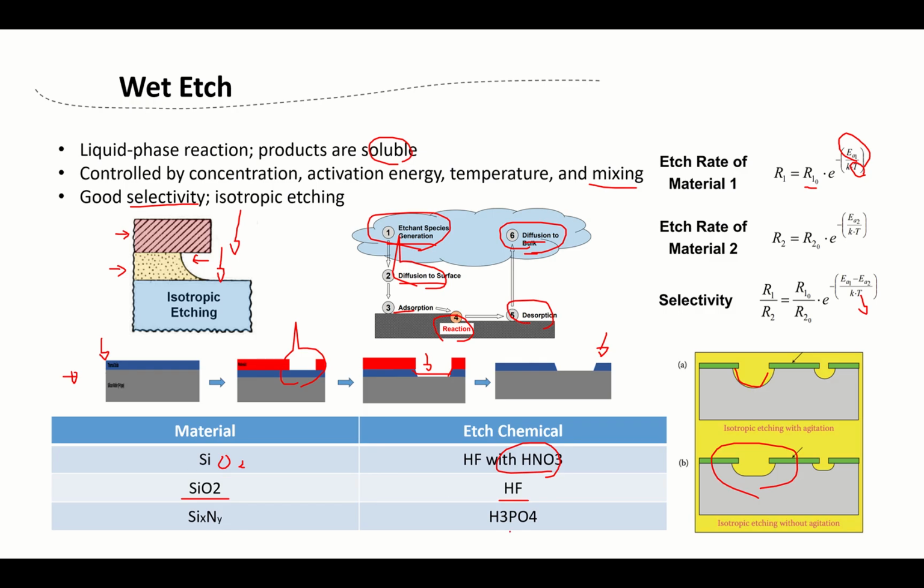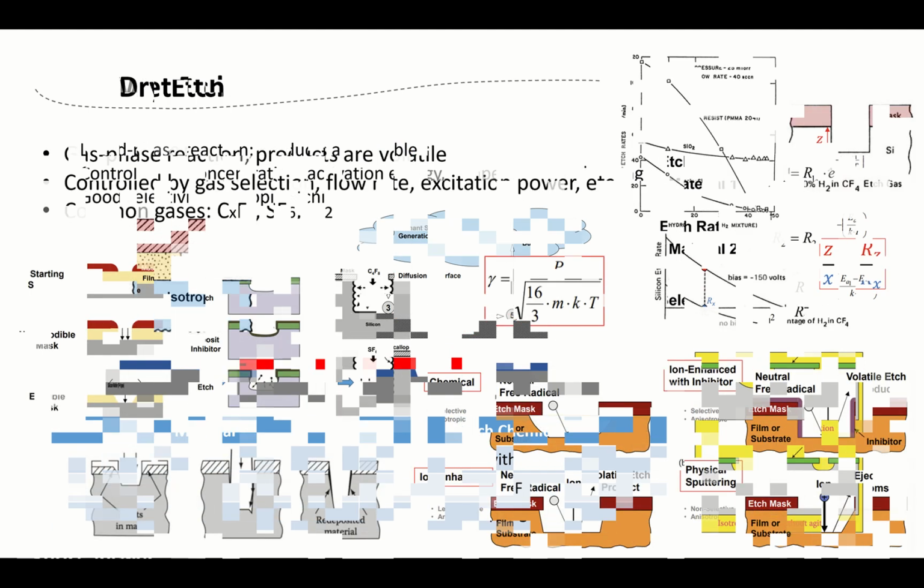Phosphoric acid has good selectivity. It will not etch silicon or silicon oxide, but only silicon nitride. However, it will etch away the PR, causing an issue. So normally the mask for phosphoric acid will be something like an oxide. So that's for wet etch.